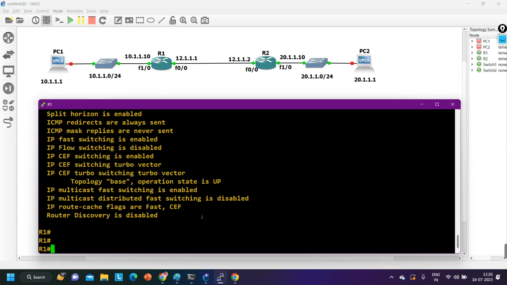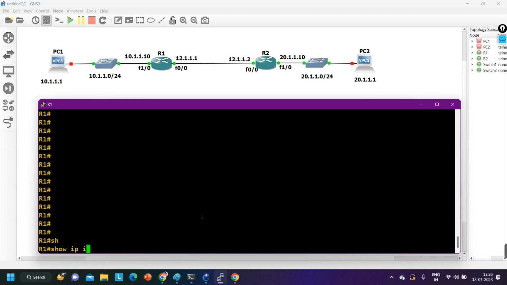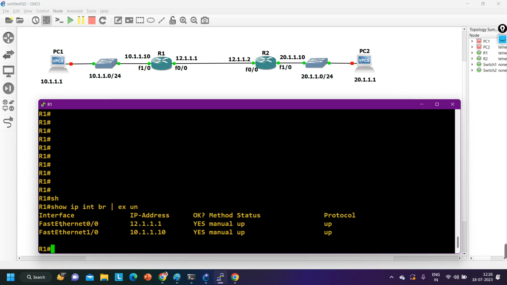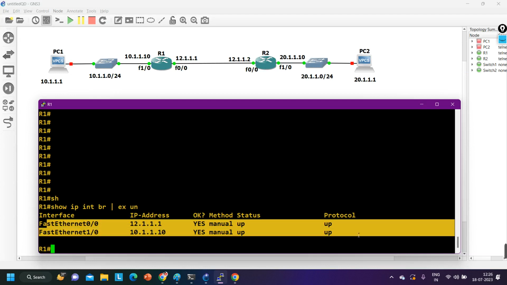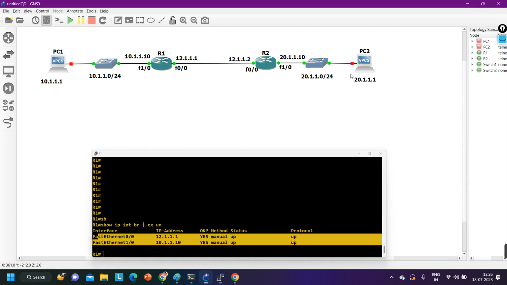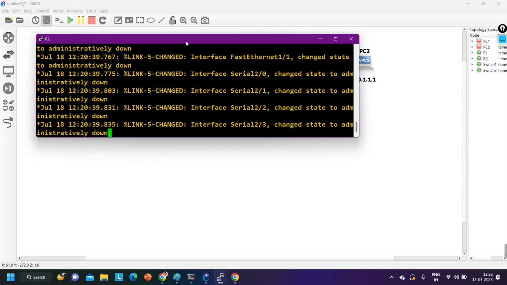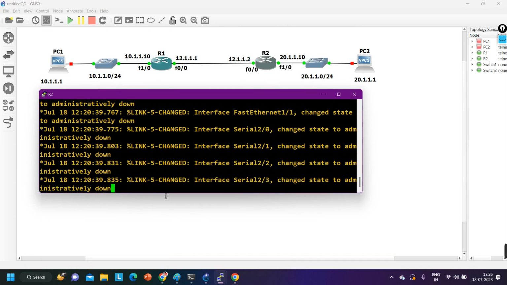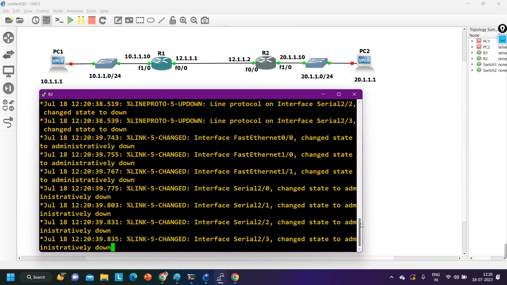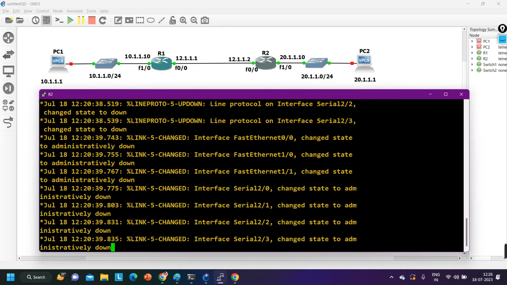Okay, so now that means it's working. So IP interface brief and say exclude unassigned. So I have configured IP address on these two interfaces of router 1. Done. Let me configure IP address on router 2. So this console is also visible to you, I think.